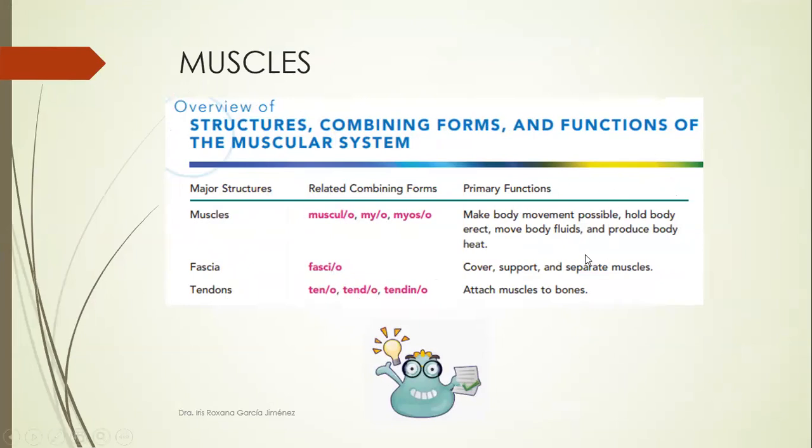We have the primary functions. Muscles make body movement possible, hold the body erect, move body fluids, and produce body heat. Fascia cover, support, and separate muscles. Tendons attach muscles to bones, as we were talking a few minutes ago.